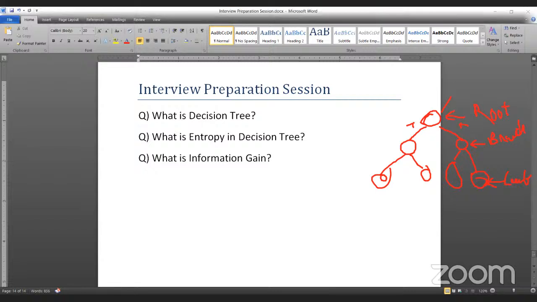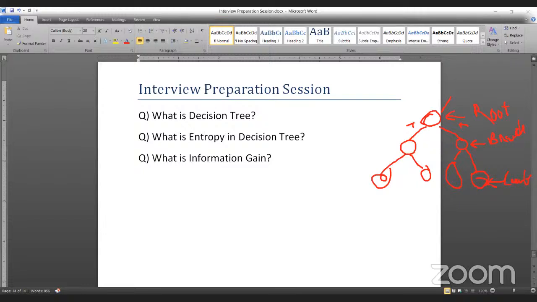To choose the column which we'll use as a node, we'll look for the best information gain. Whichever column has the best information gain will be chosen as the present node. For the root node, we'll check all the columns, and whichever column gives us the best information gain, we'll take that column as our root node.